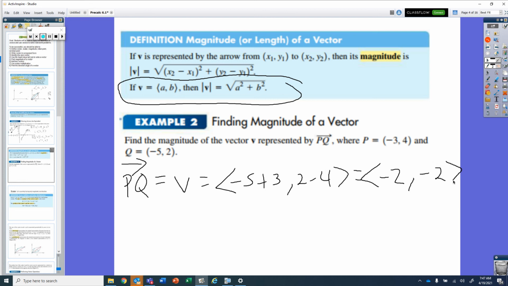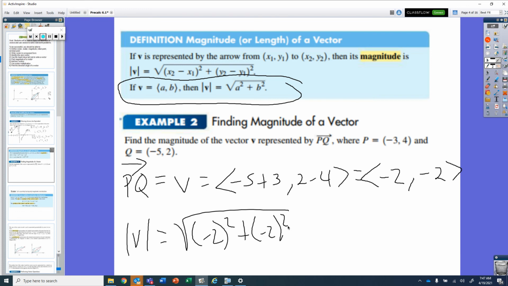So the size of that vector, we're going to call this vector V's magnitude. We utilize those absolute value bars to represent that magnitude. And we take (-2) squared plus (-2) squared. So we get the square root of 8, and then ultimately we get 2 root 2. So what 2 root 2 represents is the size of the arrow, okay? The size of the arrow from P to Q, aka the vector V, (-2, -2), has a size, or the real wording is magnitude, of 2 square root of 2.